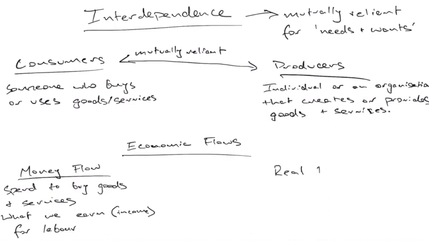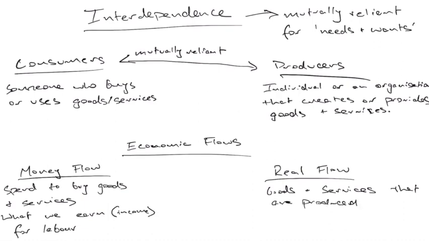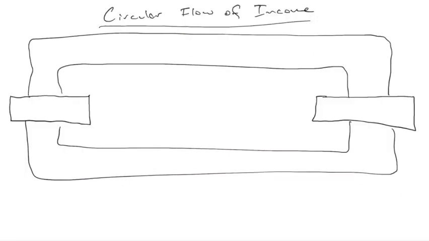The other type of flow is called the real flow. Now, the real flow are actually the goods and services that we produce and also the labor itself used to make goods and services. Now, what we're going to do is put all of these concepts together. We're going to look at our first economic model.